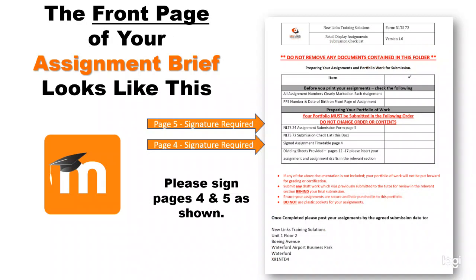In the front of your assignment brief, you'll find a checklist. This will instruct you on how to complete your portfolio for submission for certification. There are 2 signatures required within this document. One signature is required on page 4 and a second signature is required on page 5.